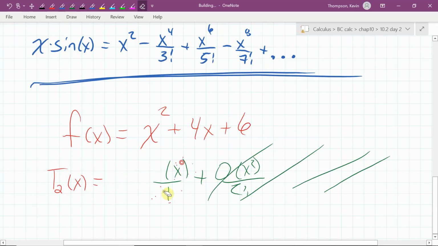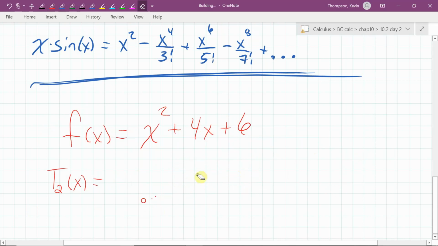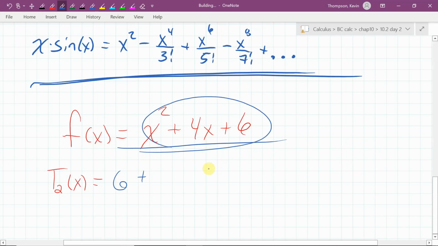So let's try it for this function. And in some ways, it should make perfect sense, because aren't we taking a polynomial to approximate some other function? That's what we're doing with a Taylor polynomial. So what better to approximate a quadratic than the quadratic, right? So what's f of 0? 6 plus, what's the derivative? 2x plus 4. Evaluate that at 0. That's 4. x to the first divided by 1. Do you see how I'm getting that next term?